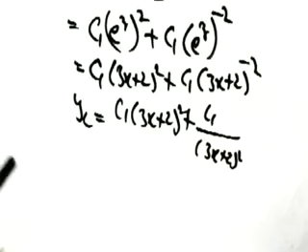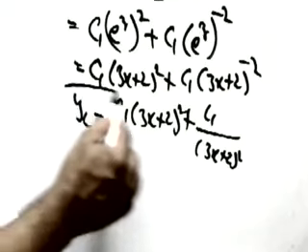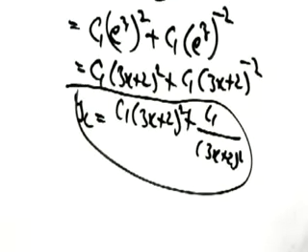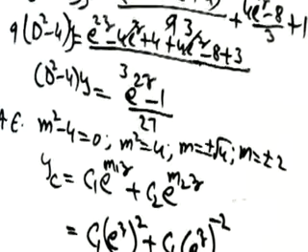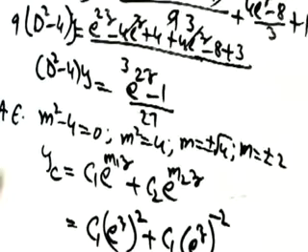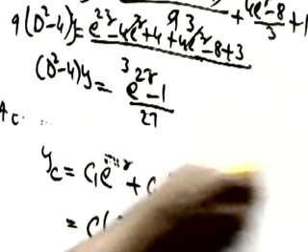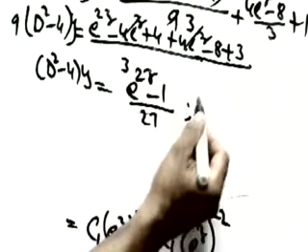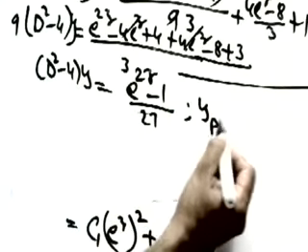Now let me find the particular integral. For the particular integral, we have to bring d on the other side. Let me continue from here. So if we bring d on the other side, what will happen?